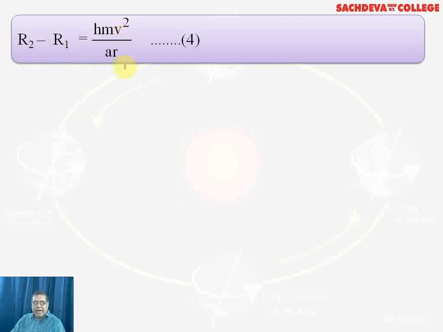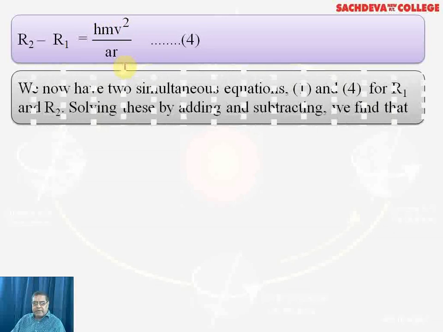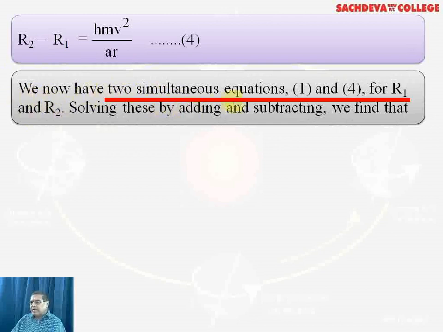So if we add the two, one variable will cancel off and the value of the other variable we will calculate. We now have two simultaneous equations, that is number 1 and 4 for R1 and R2, solving these by adding and subtracting. So in one case, R2 will cancel off, in another case, R1 will cancel off. So we can get the two values.